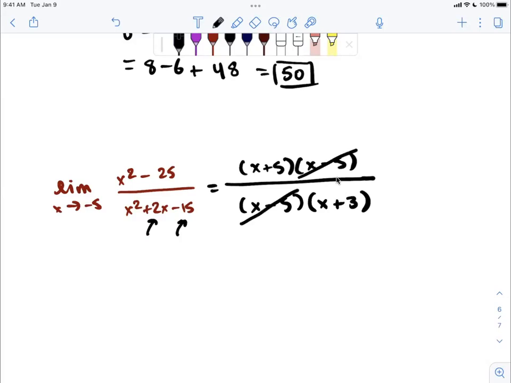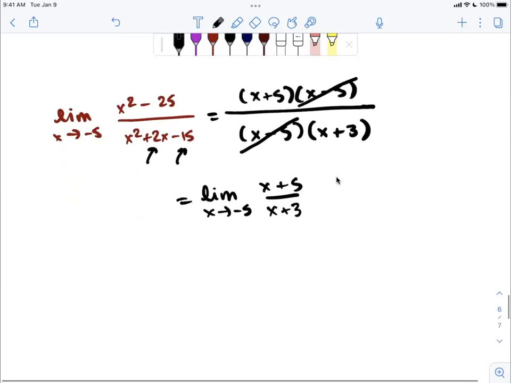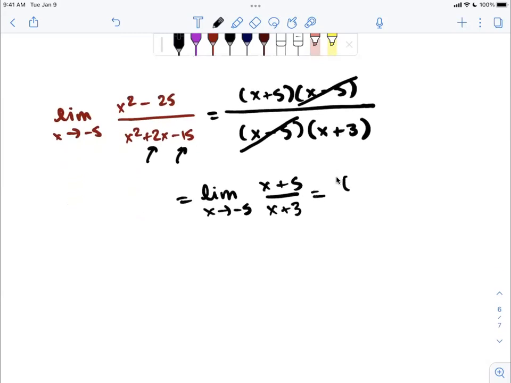And then we're left with the limit as x goes to minus 5 of x plus 5 over x plus 3. And now we don't have to worry about the denominator being 0 around minus 5. So we can just plug that in. So that's going to be minus 5 plus 5 over minus 5 plus 3 equals 0 over negative 2. So that's just 0.